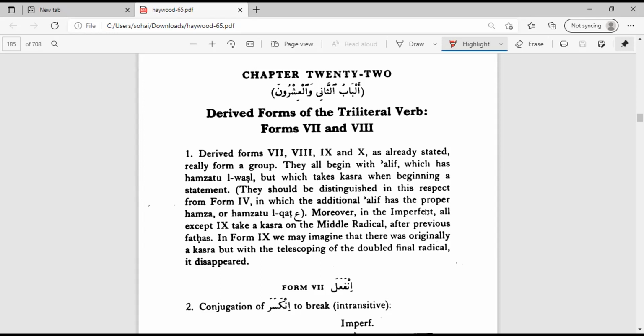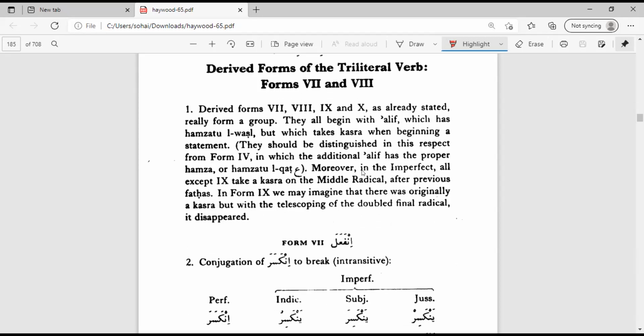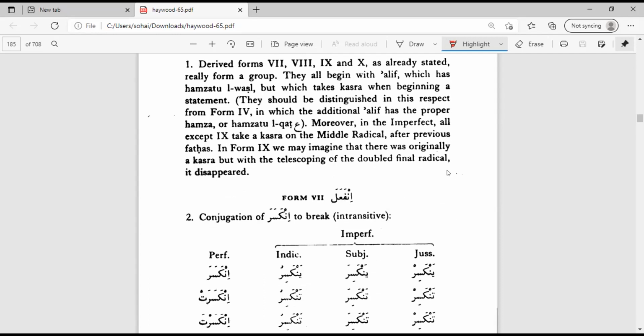Slightly different from the aslama yuslimu or af'ala yuf'ilu, because the alif is known as hamzatul qati', but this one is known as hamzatul wasl. So there's a difference. What it means is there are different types of hamzas. Hamzatul wasl we mentioned before. If the word is before it, we don't pronounce the hamza.